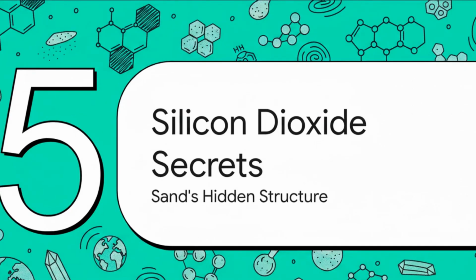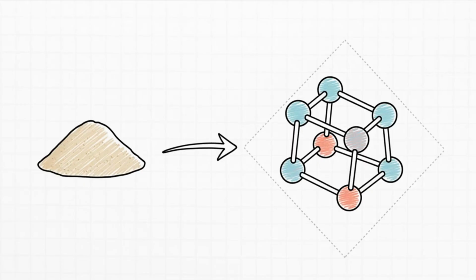Section 5, Silicon dioxide, sand's secret. Enter silicon dioxide, which is commonly known as silica. You probably know this as the main chemical component of everyday sand. Now, it's not made of carbon at all, it's made of silicon and oxygen, but it takes the structural playbook of a diamond and just perfectly mimics it.